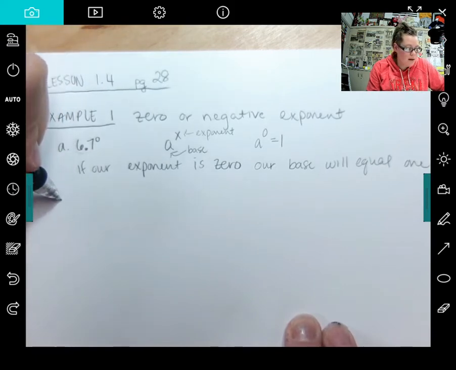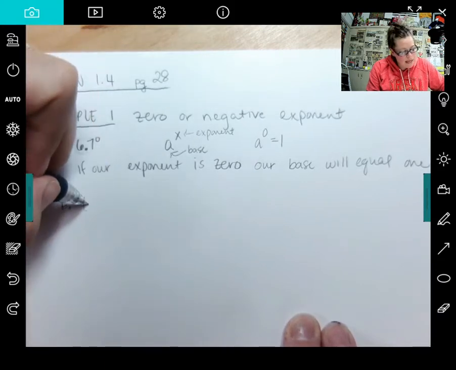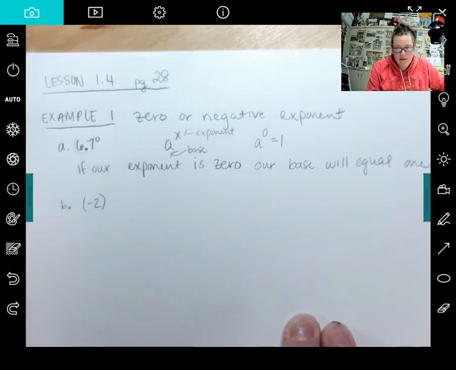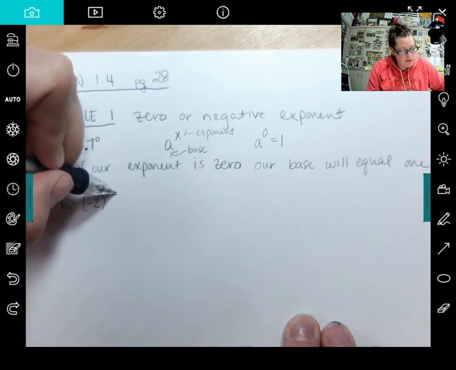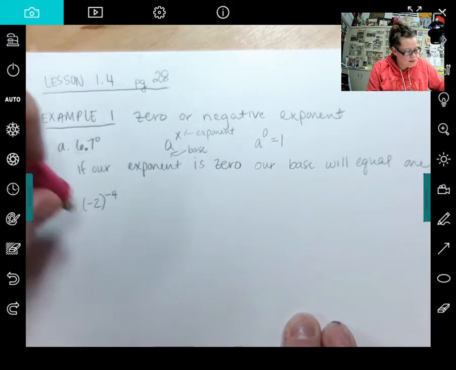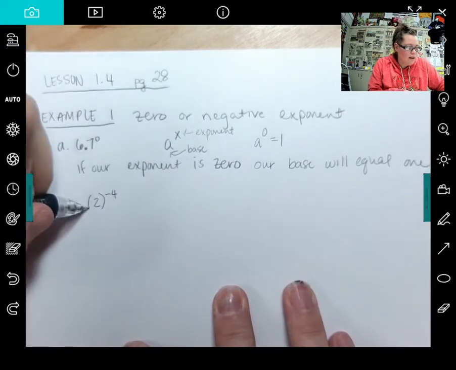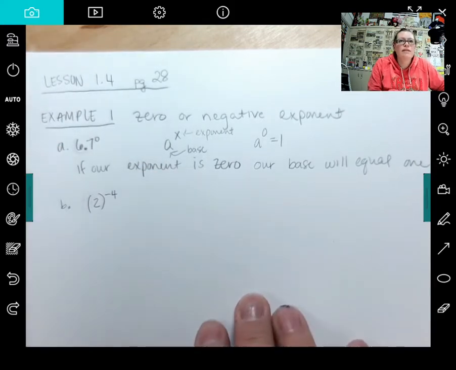Okay, so part B for this example. Now we have a negative base. So now we're taking -2, and it is to the power of -4. I'm going to change that because that's ridiculous to give you for your first time. Okay, so let's say we have +2, and it is to the exponent of -4.